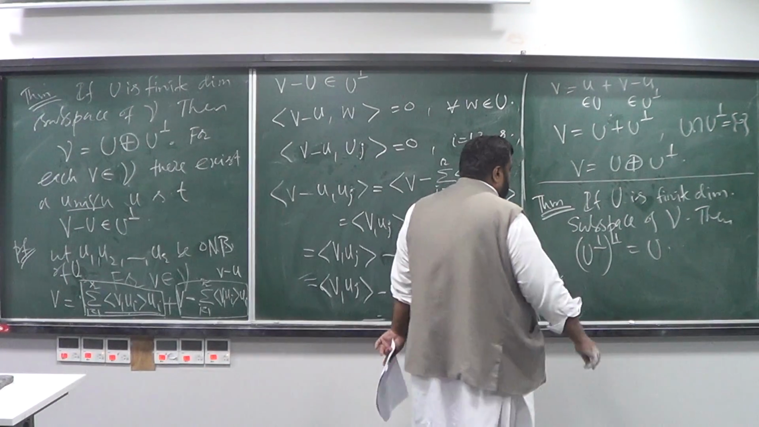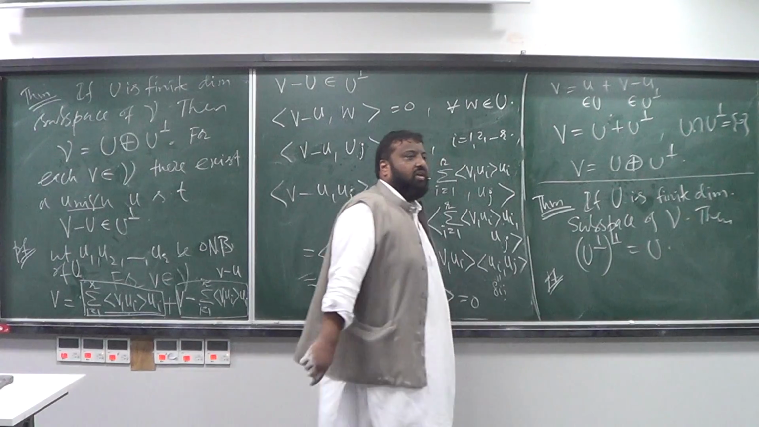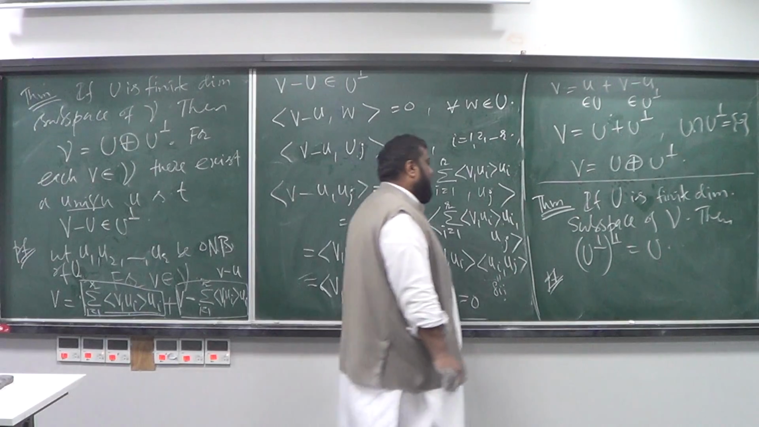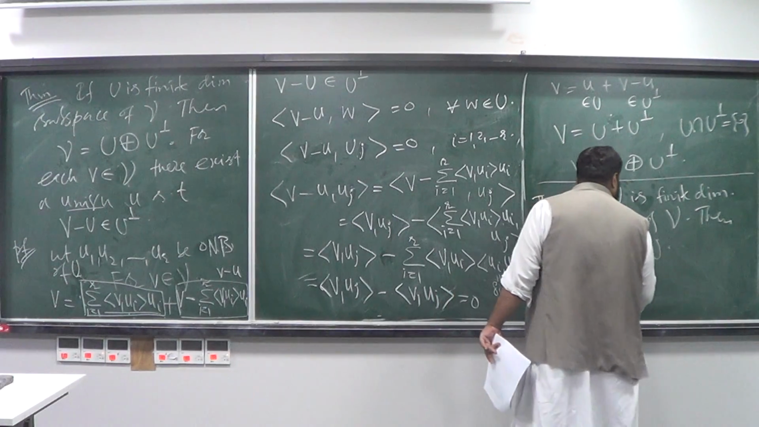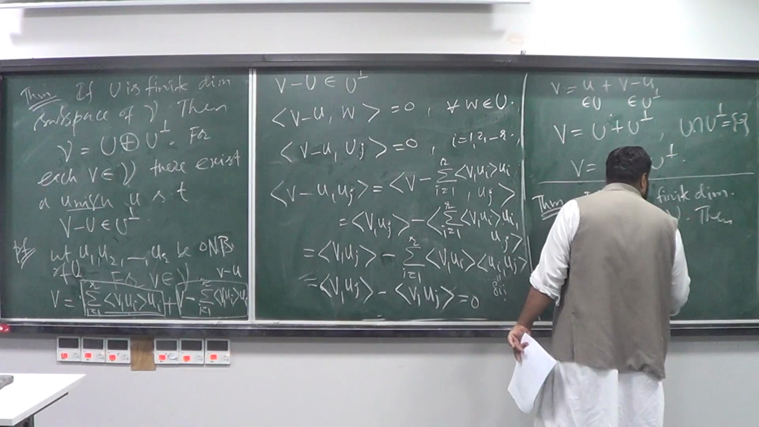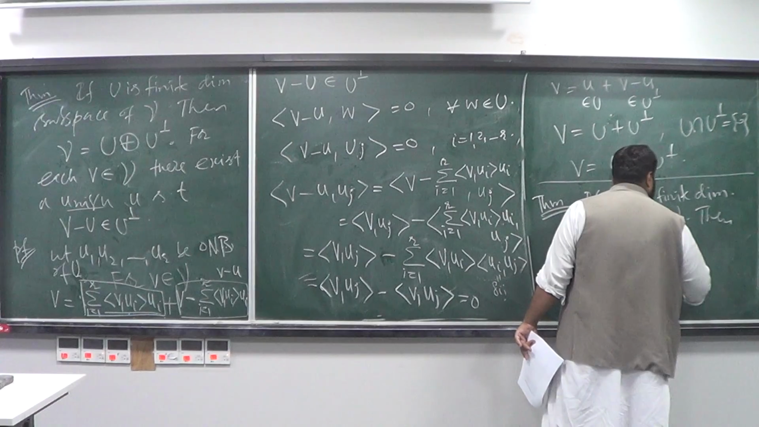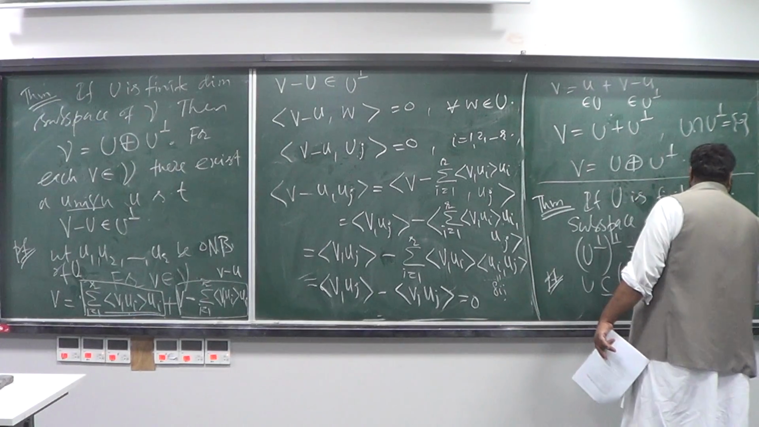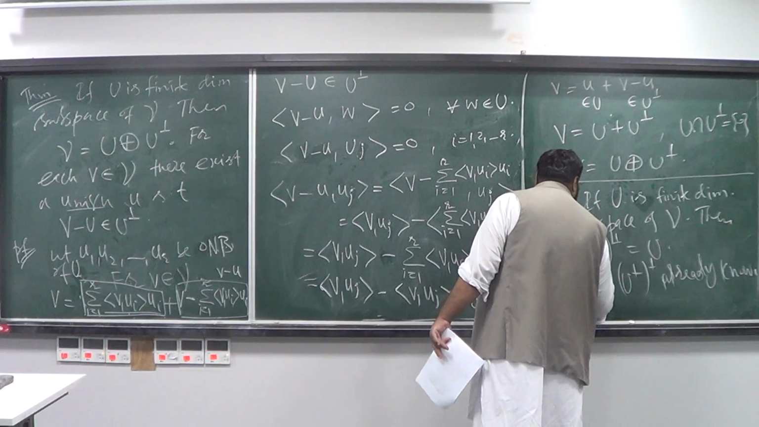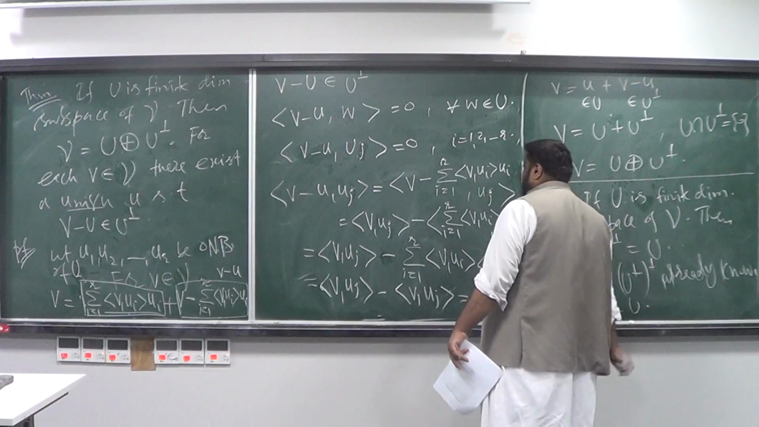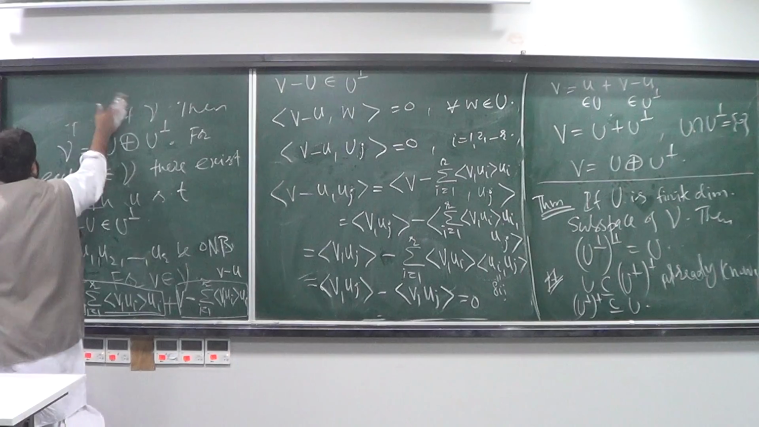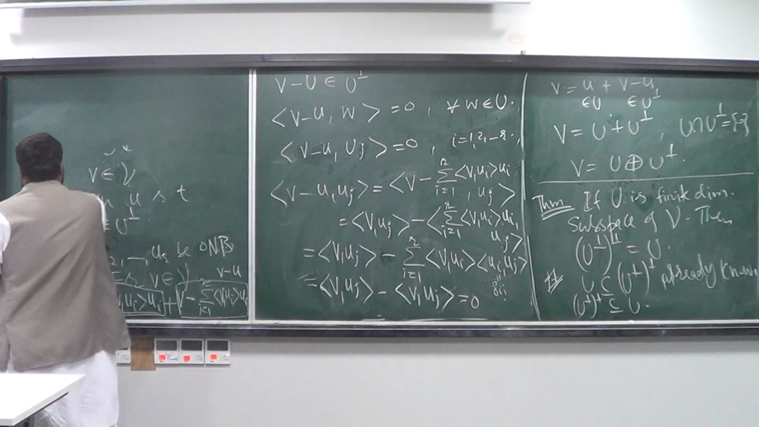We already have shown in our previous theorem, the first theorem that we proved about the orthogonal complement, that U is contained in the perp of the perp of U. So this is what we already know. The only thing that we need to show is that the perp of the perp is contained in U. So let's do that. Why should this be the case?